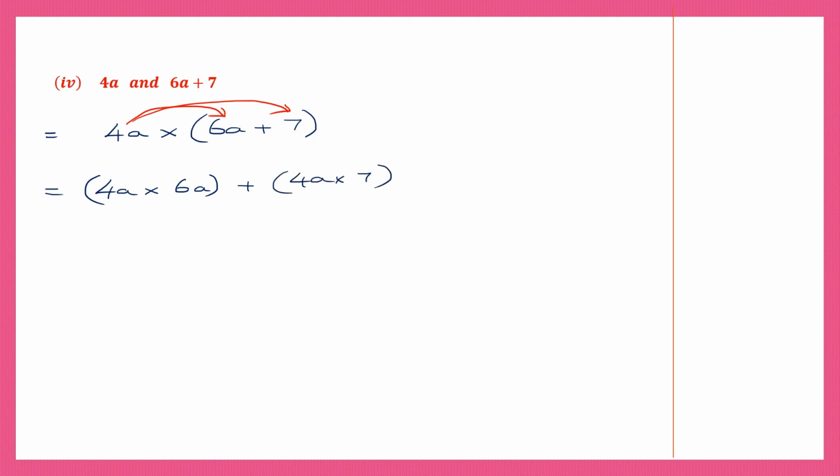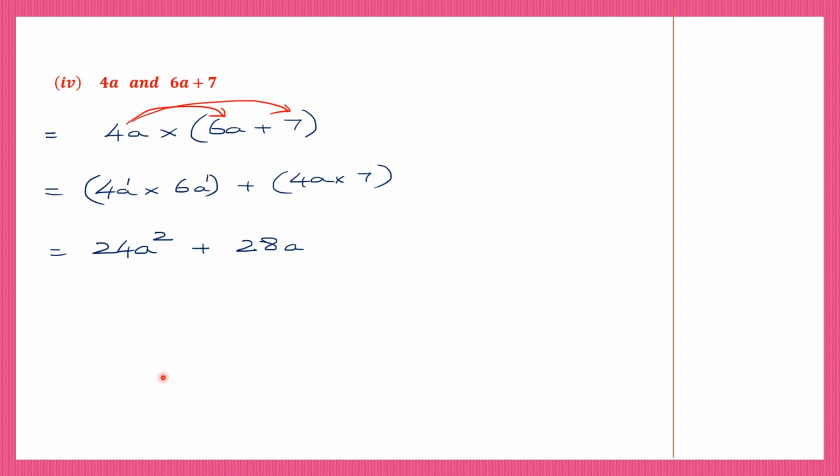So let's multiply this. So here we have 4a into 6a. First multiply the numerical coefficient. 4 into 6 is 24. So here we have 24. Then we have a to the power of 1 into a to the power of 1. a to the power of 1 plus 1, which is 2. Plus, let's go to the next one. 4a into 7. Multiply the numerical coefficients. 4 into 7 is 28. And we have a. So this is 28a.